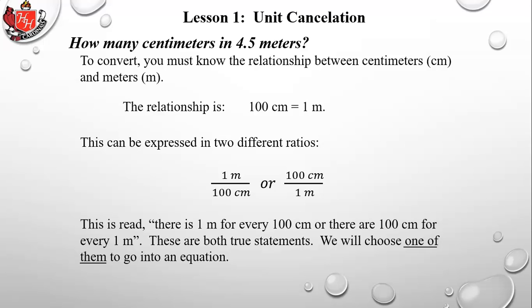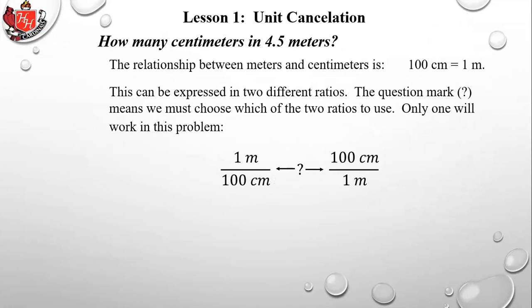So this can be expressed in 2 different ratios. There's 1 meter, the one on the left is red, there's 1 meter per 100 centimeters, or there's 100 centimeters per 1 meter. Those are both true statements. But only one of them is going to help us solve this problem. So again, we'll choose one of these to go into the equation.